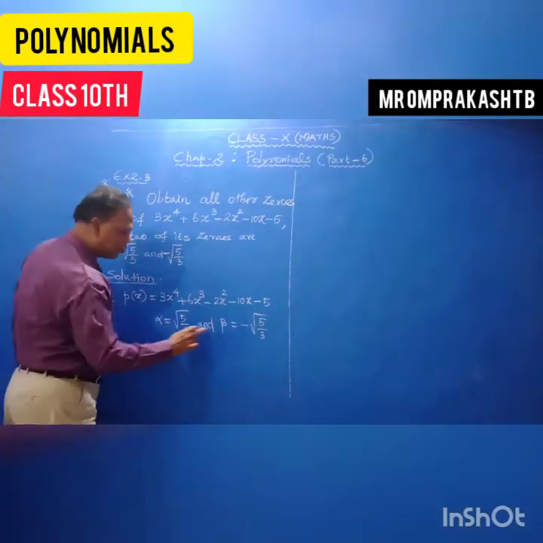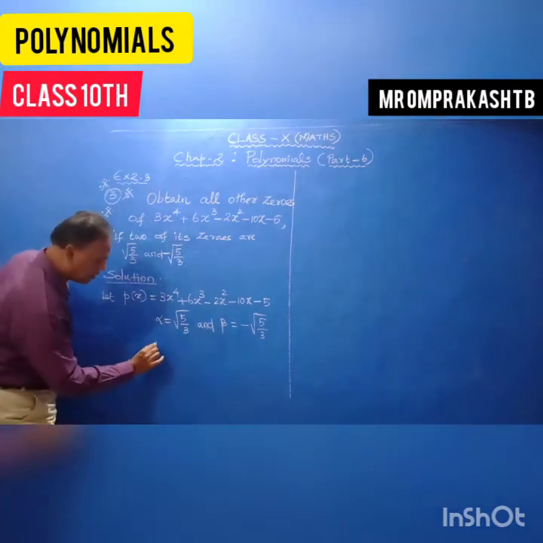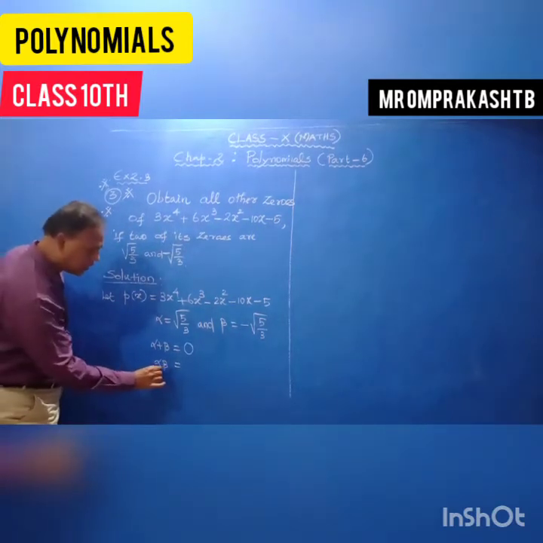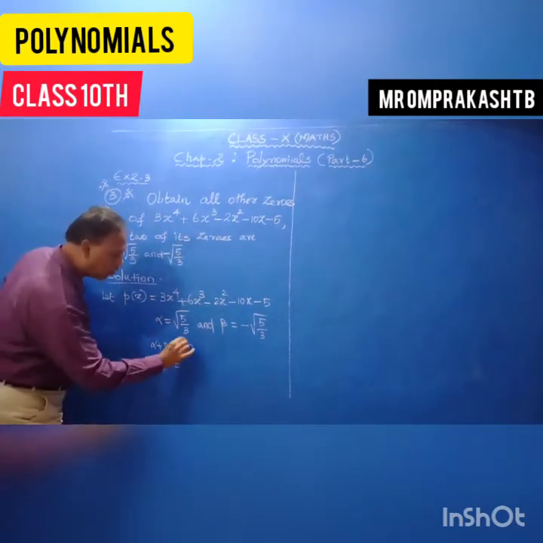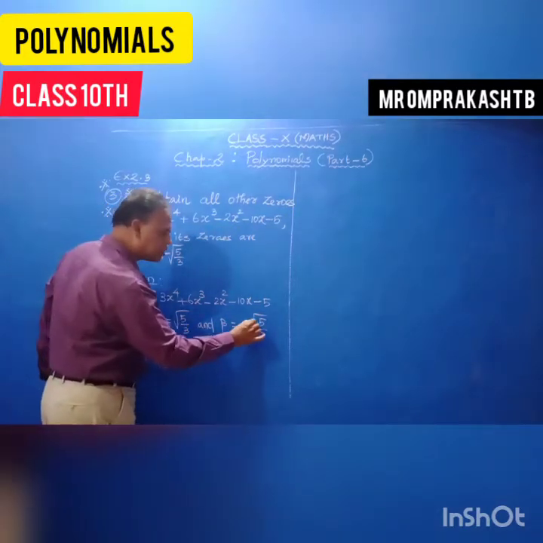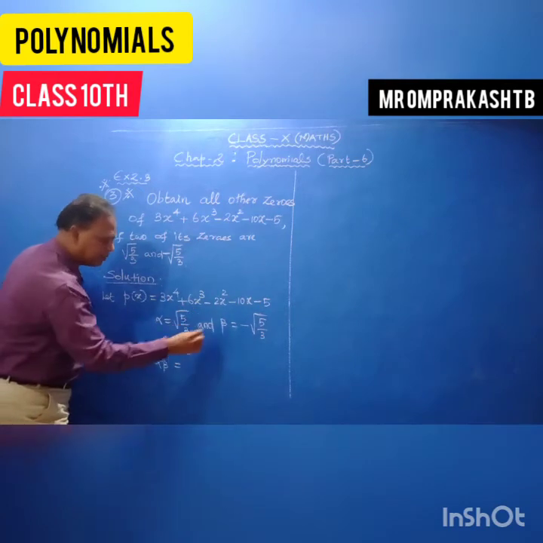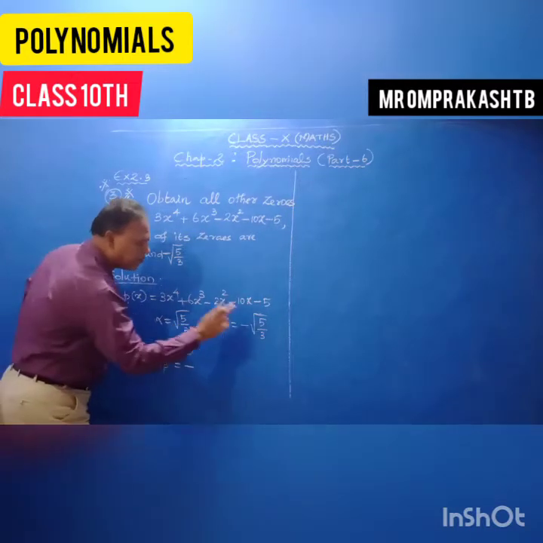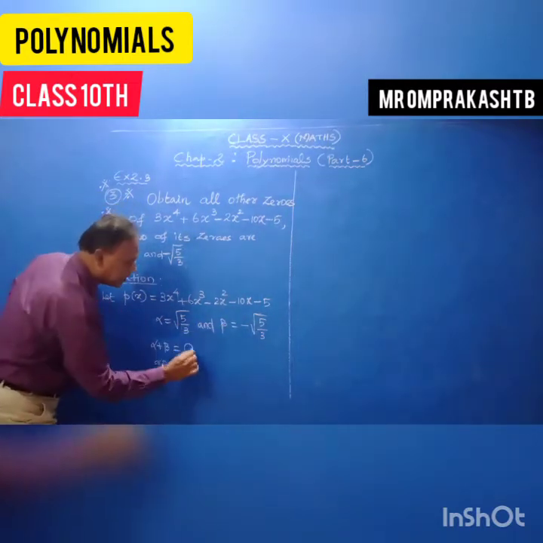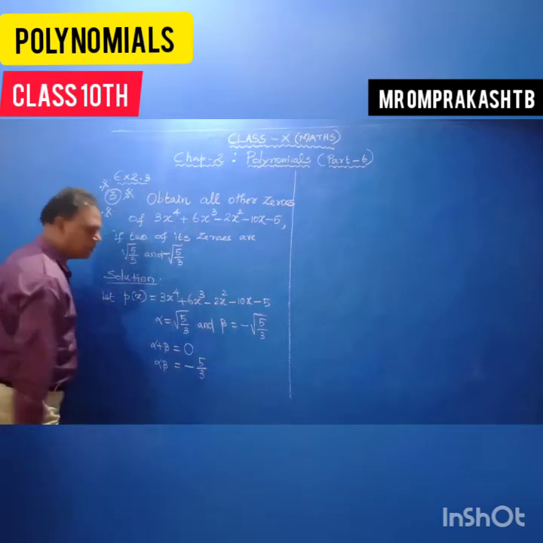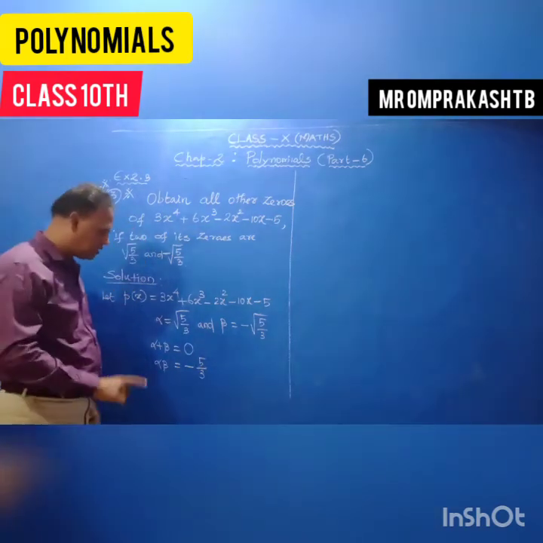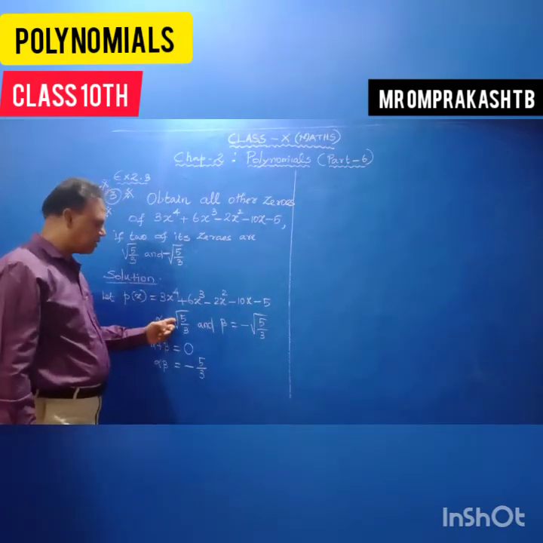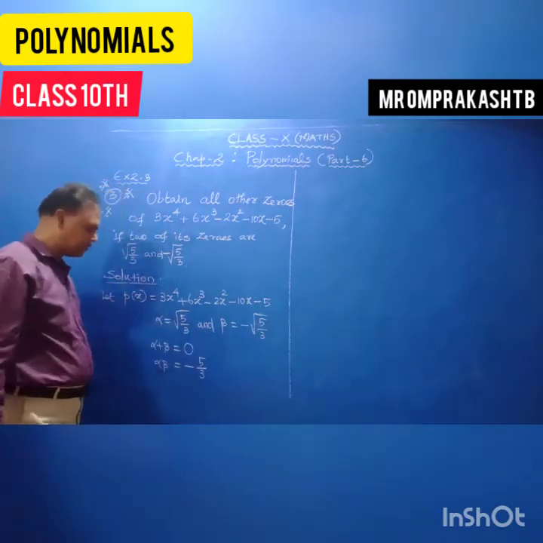Now, with 2 zeros, what you will find out is alpha plus beta, which is the sum. The product of the zeros, alpha into beta, is root 5 by 3 into minus root over 5 by 3. So multiply these two: plus into minus is minus. Root 5 by 3 into root 5 by 3 is 5 by 3, removing the root. Plus into minus, minus. Clear?